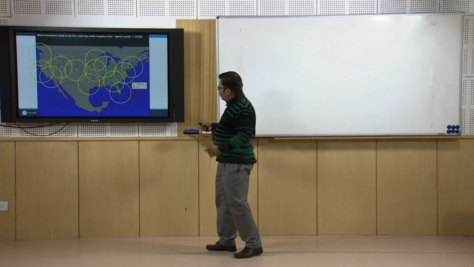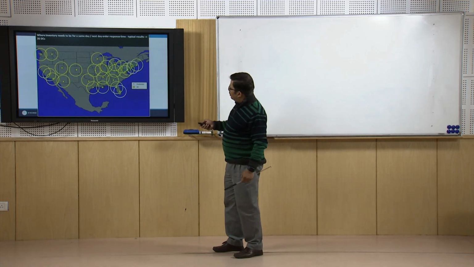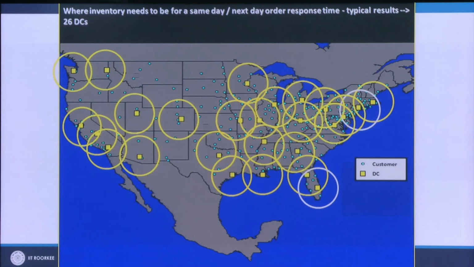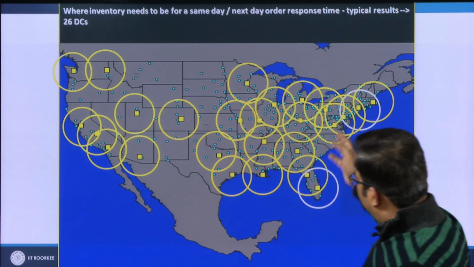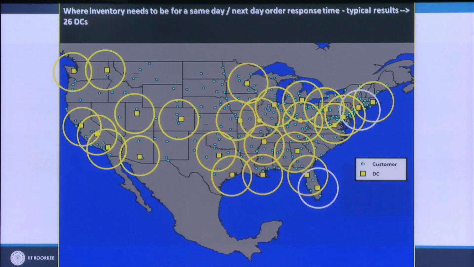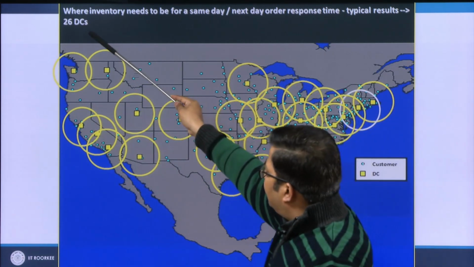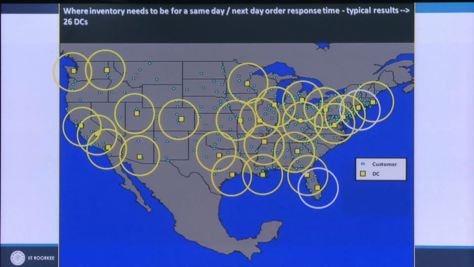Now going further, how many do you have now? You can count these yellow circles, and the result is already displayed here. These are 26 distribution centers.